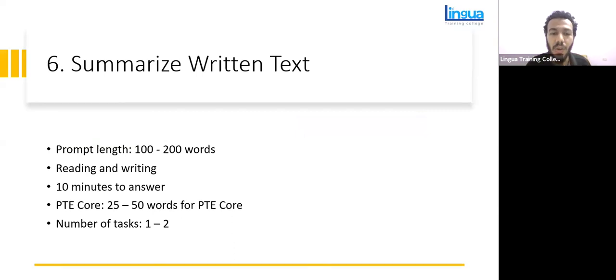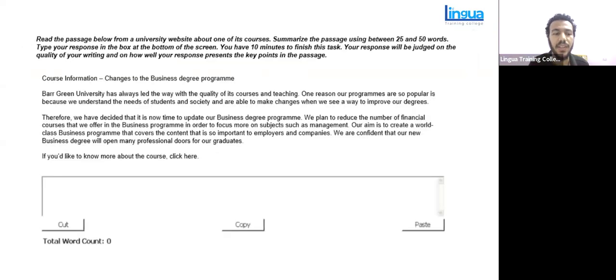So for this question, you have 120 to 200 words. Read them and summarize them. You get 10 seconds to answer, and your summary has to be somewhere between 25 and 50 words. That's for PTE Core. It is a bit more than this in PTE Academic. The question is repeated once, maybe it comes twice, or it comes once or twice. Here is a sample.